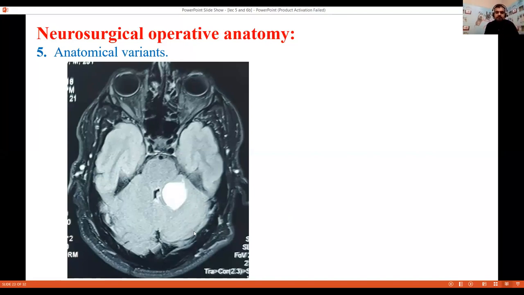So, first of all, the best approach is telovelar or maybe part of a transfermian approach through the fourth ventricle and removing the cavernoma. And I think there are two or three videos of Robert Spetzler showing removal of such a cavernoma in this way. And another approach may be a transcortical approach.